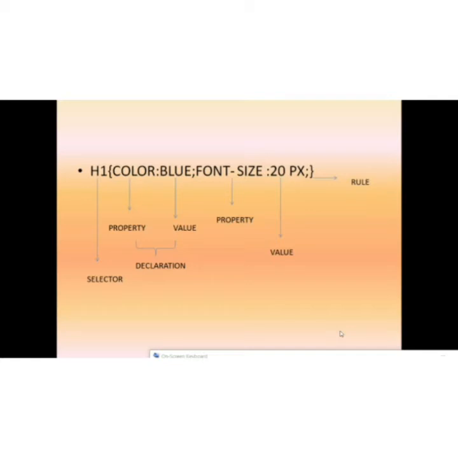If you want to write more properties, you can write there font dash size colon 20 pixels. Fine. And then you will close your curly bracket. So before the curly bracket, you will write the name that is known as a selector, H1. Remember, you will not write the angular bracket. You will simply write H1, HR, whatever, wherever you want to apply style. Only the name of the element, and selector and declaration together are known as a rule.